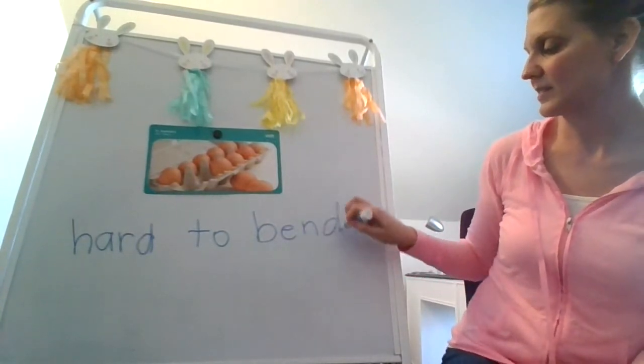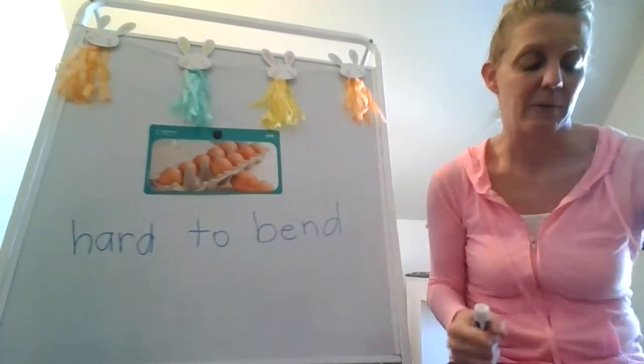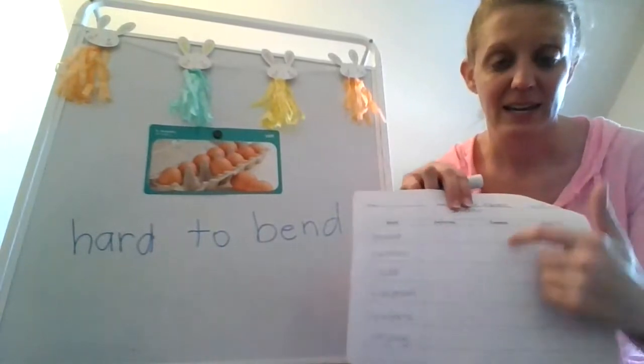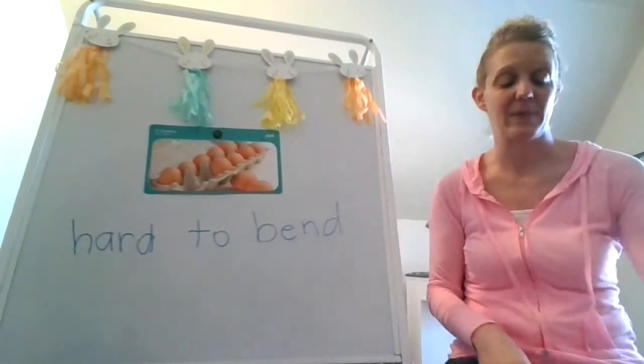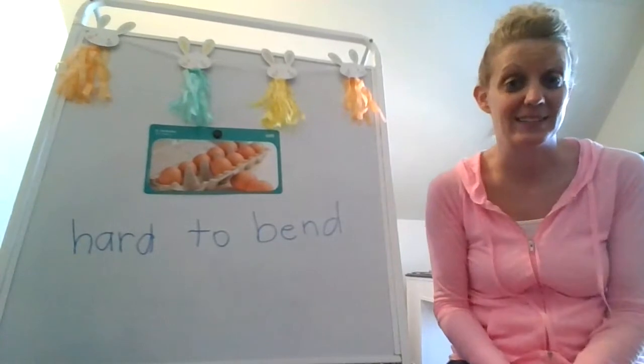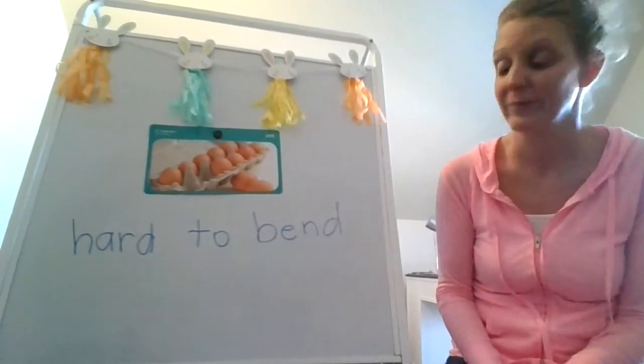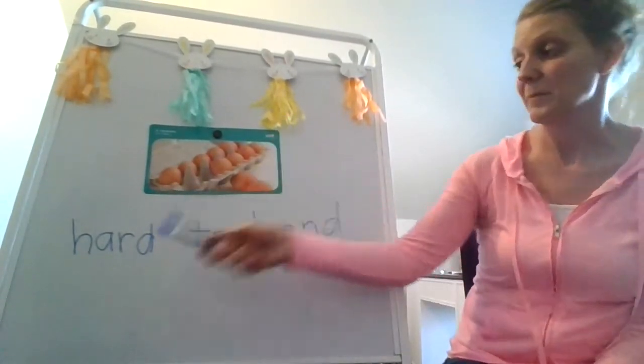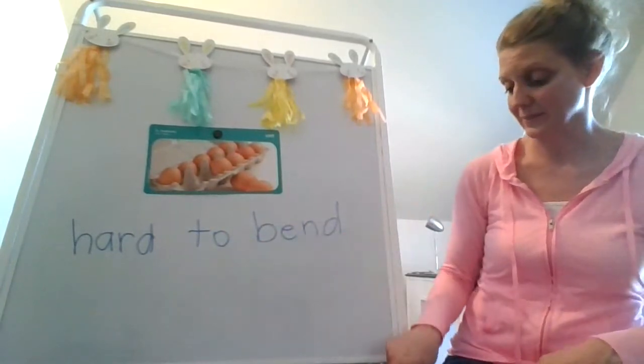So you might think of something that is stiff. That would be a good example sentence for you to write about. Something that you cannot bend. It's very stiff. Stiff means hard to bend.